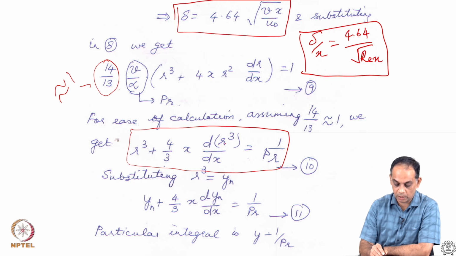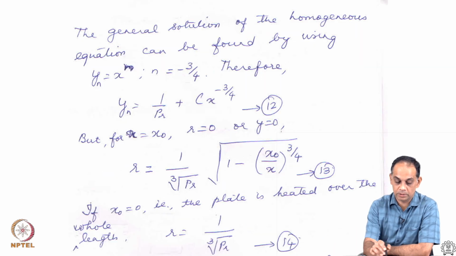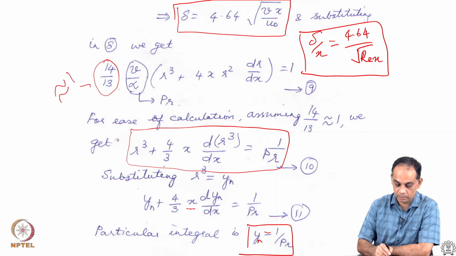So, we substitute for r cube a function y n and we put that over here. So, you get an expression y n plus 4 by 3 x dy n by dx equal to 1 by Prandtl. So, this expression has a certain particular integral. That particular integral will only be this, y n is equal to 1 by Pr, and the general solution, as you can see, has an x term here.